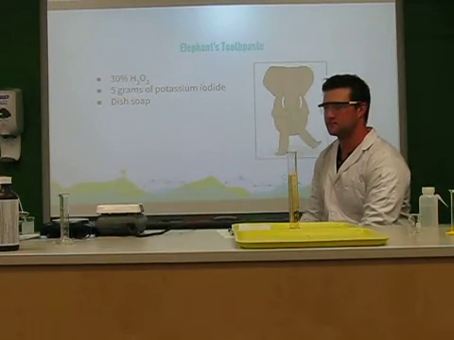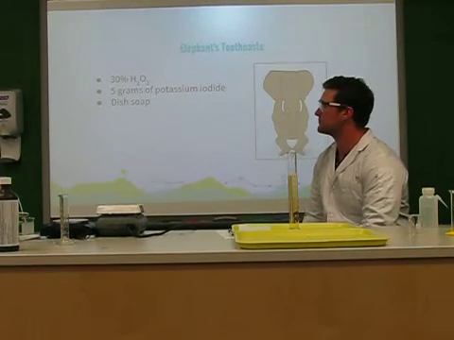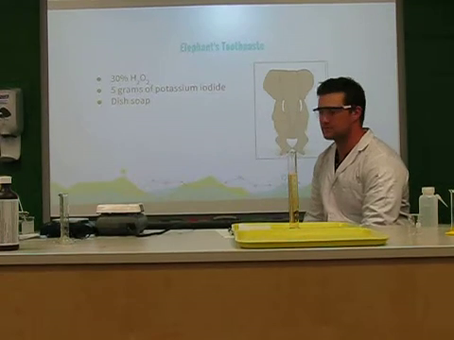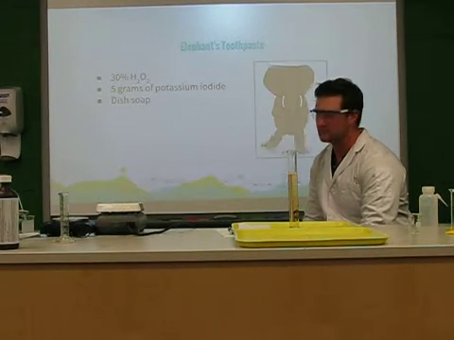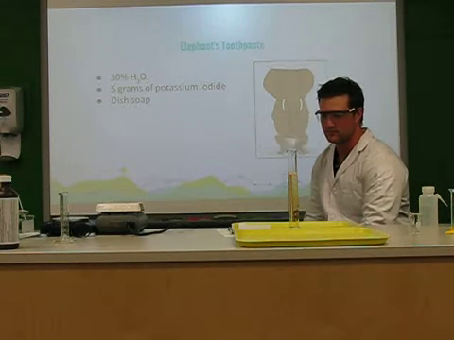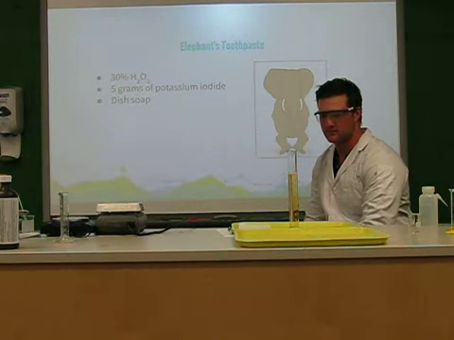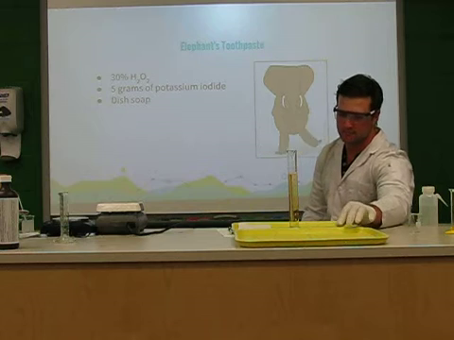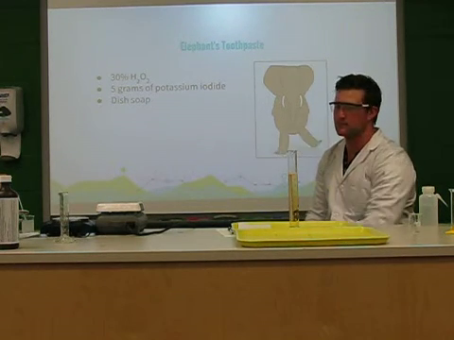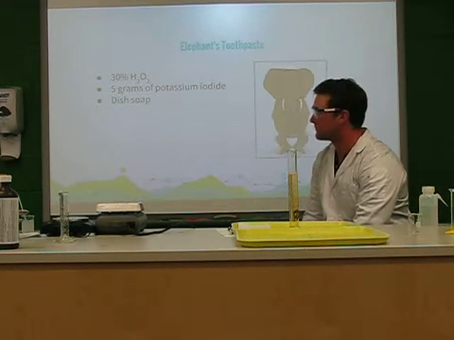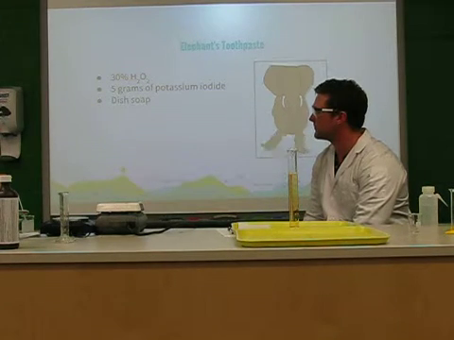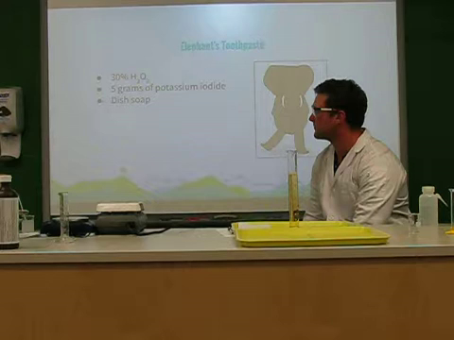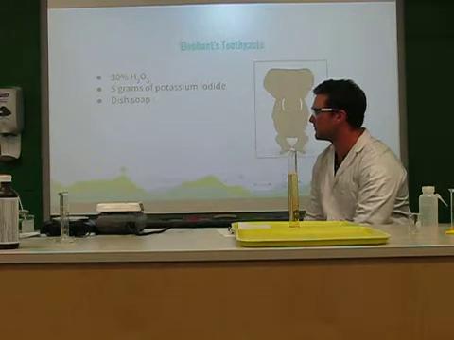For this next little experiment, we're going to do elephant's toothpaste, where we have 30% hydrogen peroxide, about 5 grams of potassium iodide, and dish soap. Essentially, we're going to look at the breakdown of hydrogen peroxide. We know that it's H2O2, meaning that hydrogen and oxygen are its main components, obviously. And we know that it will break down into both hydrogen gas and oxygen gas.